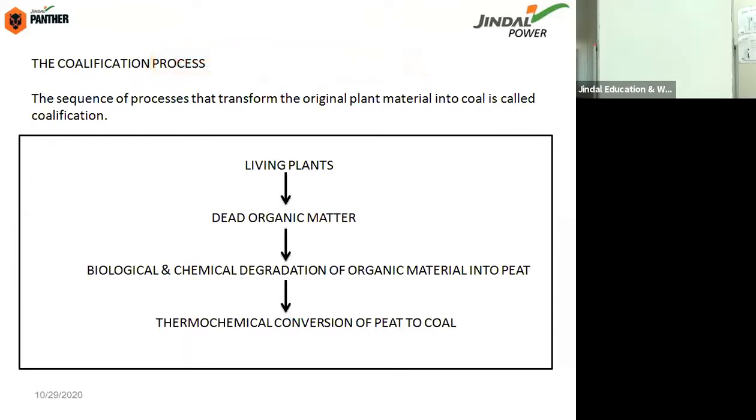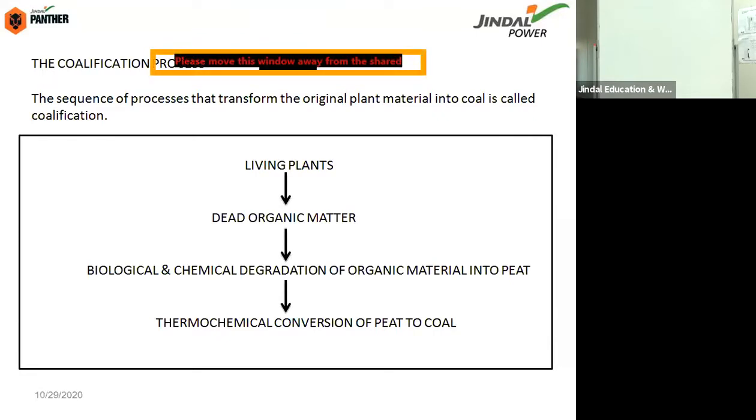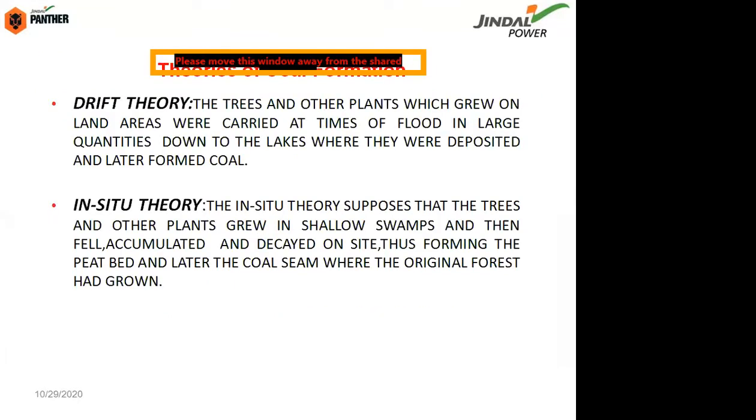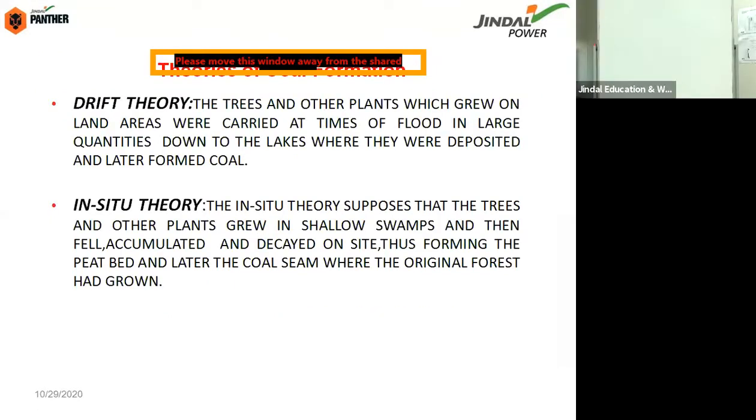Peat is very soft, but coal is a little bit hard in comparison to peat. And I have already told you there are two types of formation of coal: drift theory and in situ theory.